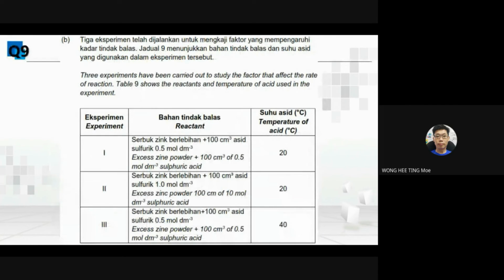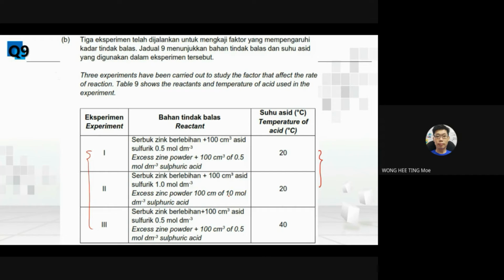Now part B. Set number 2 here is 100. In the English version, this one is 1.0. I'd like you to do the correction here: 1.0, not 10. 10 will be too much. We follow the BM version, 1.0. Okay, so set number 3. Later you will see it will ask you to compare 1 and 2, and then 1 and 3.